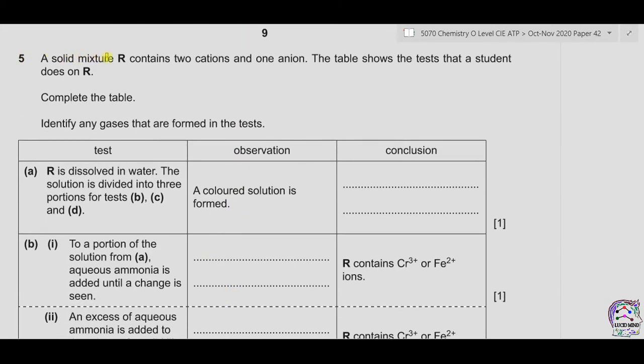Question 5. A solid mixture R contains 2 cations and 1 anion. The table shows the tests that a student does on R. Complete the table. Identify any gases that are formed in the tests. First, R is dissolved in water. The solution is divided into 3 portions for tests B, C and D. The observation is that a colored solution is formed. Now we know that transition elements are those that form colored compounds. So we can write that R contains ions of a transition element.